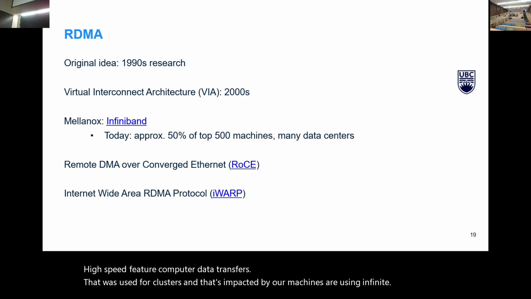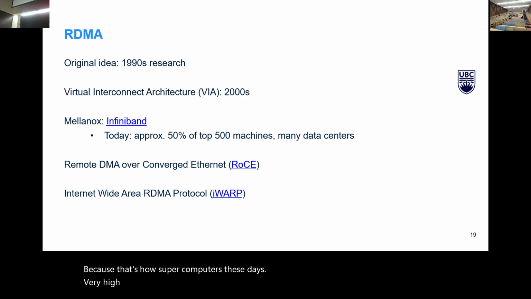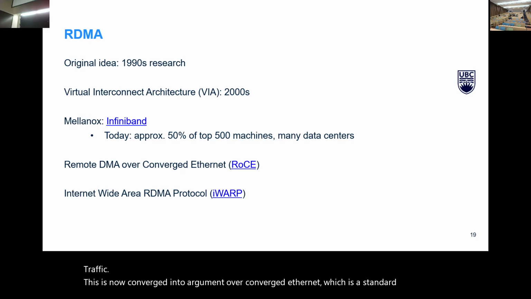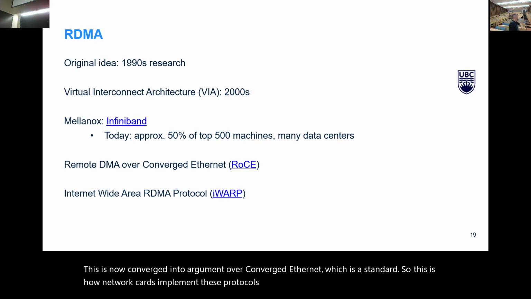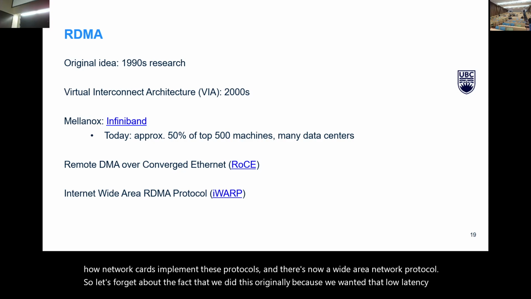That's because that's how you build supercomputers these days: you strap together a whole bunch of computers and give them a very high, very expensive shared network. You can move a ton of data really fast. They use crossbar switches. Crossbar switches are extremely expensive to build. They're blindingly fast because they don't aggregate the traffic. They literally have connections between every point in the network, or a large percentage of them. This has now converged into RDMA over converged Ethernet, which is a standard. So this is how network cards implement these RDMA protocols. And there's now a wide area network protocol. So, let's forget about the fact that we did this originally because we wanted that low latency, and now we'll just do it over the internet.